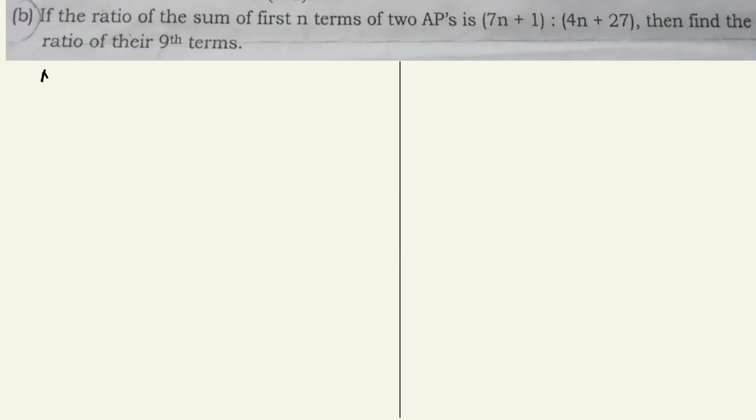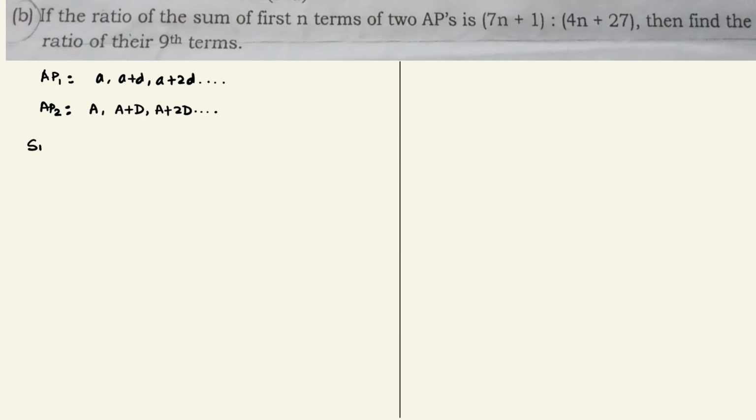I'm going to take the first AP's terms to be small a, a plus d, a plus 2d, and so on. And for the second AP, the terms will be capital A, capital A plus capital D, capital A plus 2 capital D, and so on, where a represents the first term and d represents the common difference.